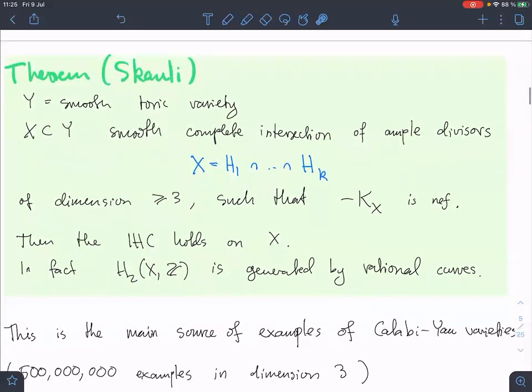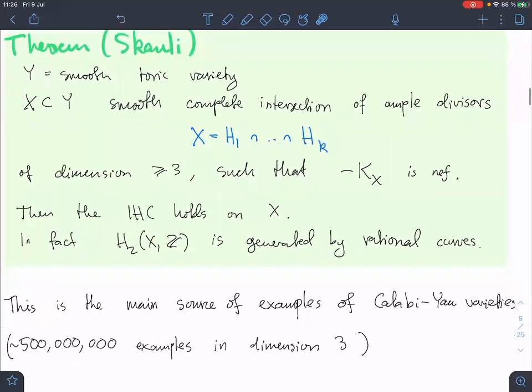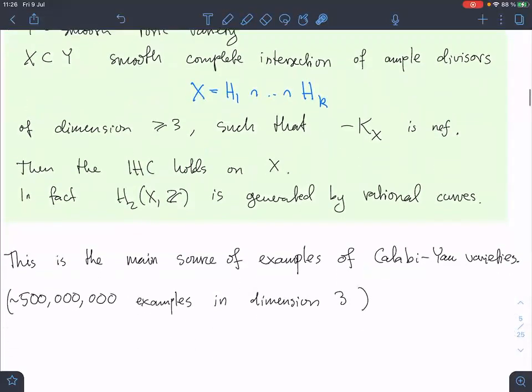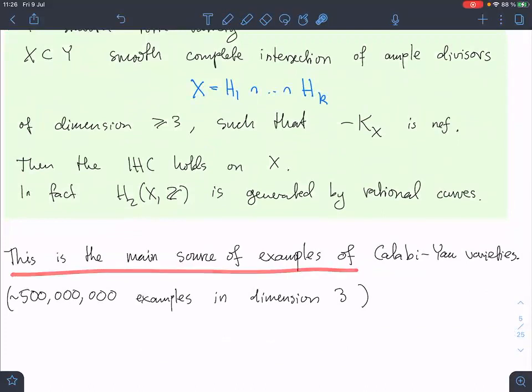So it might seem that the conditions here are a little bit restrictive. After all, it's only about complete intersections. But it covers a lot of examples, because this is really the main source of examples of Calabi-Yau varieties in general. Even in dimension 3, there are a lot of them. For that reason, these complete intersection Calabi-Yaus have been studied extensively.